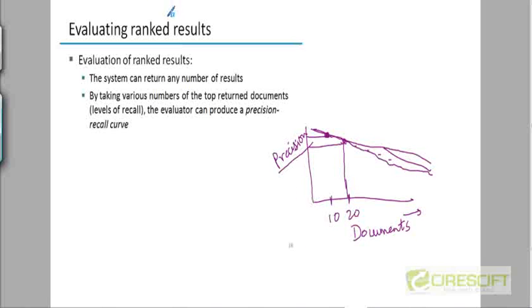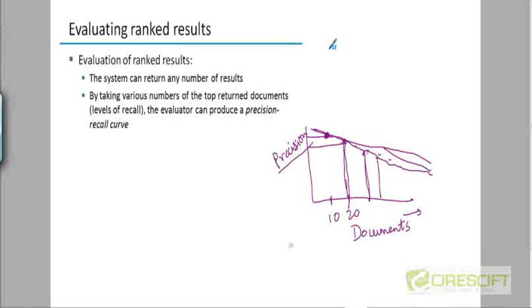Okay. So that's one way. Another way is to not just look at the first 10 results, but to look at the first 20 results also, the first 30 results also, compute the precision values at all these points, and then take their average and compare the average for the two search engines. So let me ask one question here.